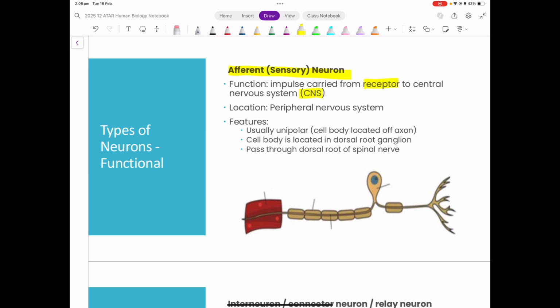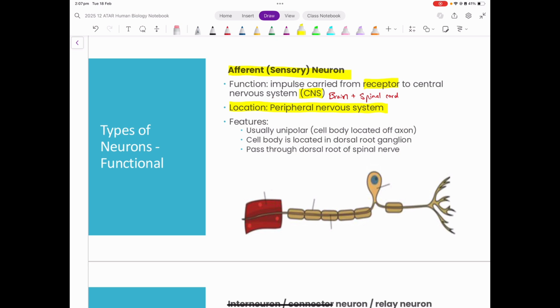Now, the central nervous system is simply made up of the brain and the spinal cord. As such, it is located outside of the central nervous system, so it's located in the peripheral nervous system. And the peripheral nervous system is all of the nerves around your body that are not found in the brain or the spinal cord. So think your fingers, your toes, your nose, anywhere else.